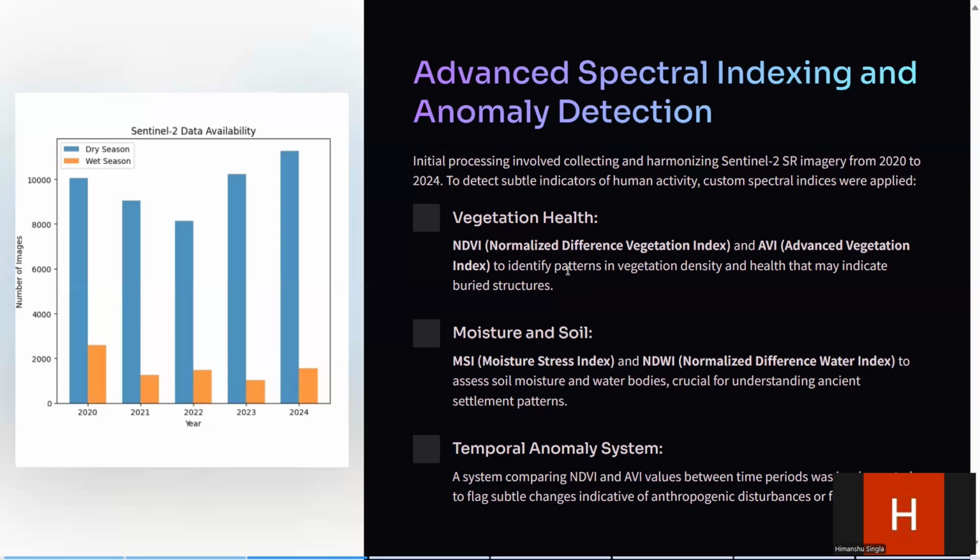So, temporal, let's talk about anomaly detection. It helps to subtract the index values between time periods that I have used, for example, from 2020 to 2024. Why I have used it: sudden change in vegetation or human impact may reveal recent deforestation, soil exposure, or disturbances. It helps to predict or highlight new suspicious changes not due to seasonal cycles or natural causes.